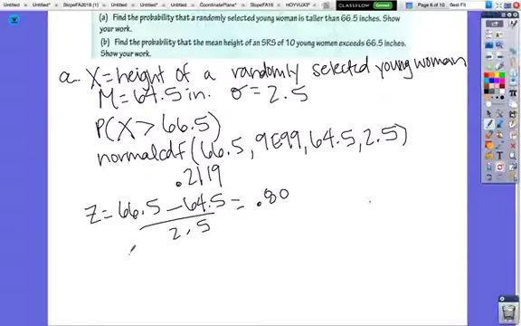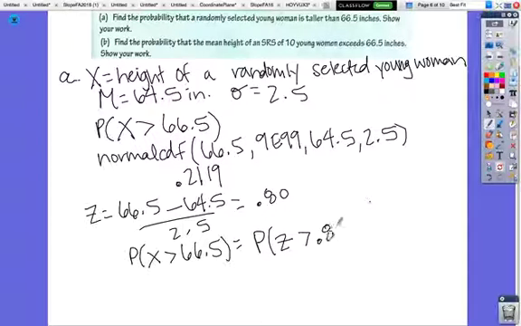But because you're finding the probability that the height of a randomly selected woman is over 66.5, that means that you are going to be finding the probability that z is greater than 0.80, because the 0.80 is what goes with that 66.5. Because we are looking at z greater than, we would need to do 1 minus whatever our 0.80 is. And so we said that that was 0.7881, and whenever you do that, you get 0.2119.